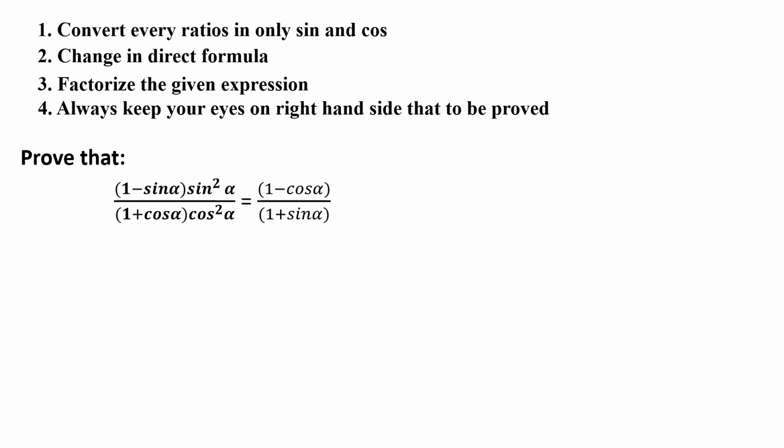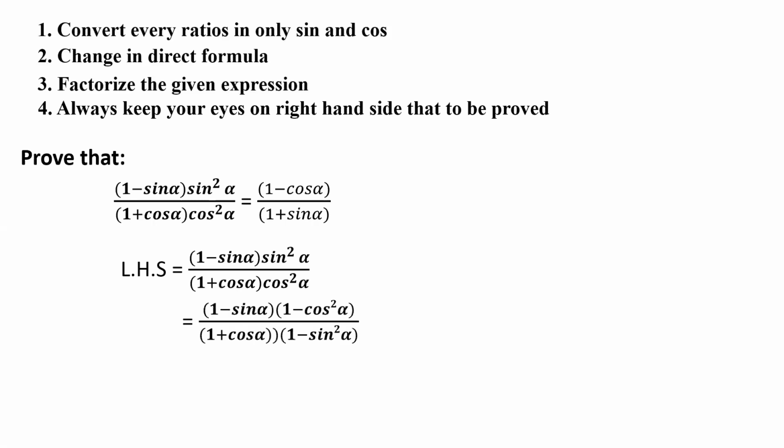Now here, let's take the LHS, right? This expression is already in terms of sine and cos. We don't need to change into sine and cos. Here, 1 minus sine alpha, we can't do anything here. But what about sine square alpha, right? So can I just change like this? Sine square alpha as 1 minus cos square alpha and cos square alpha as 1 minus sine square alpha, right? Now, if you look at 1 minus cos square alpha, that is exactly in the form of a square minus b square. And we know that a square minus b square is equal to a plus b times a minus b.